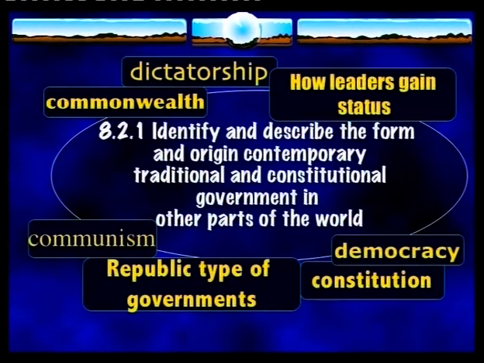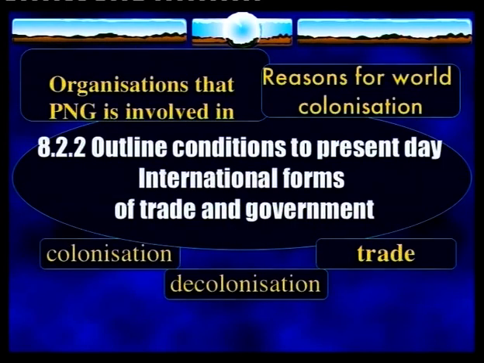There are three outcomes for this strand. 8.2.1, identify and describe the form and origin, contemporary, traditional, and constitutional government in other parts of the world. So for this outcome, we're going to look at communism, democracy, constitution, how leaders gain their status, commonwealth, dictatorship. 8.2.2, outline conditions to present-day international forms of trade and government. We're going to look at colonization, reasons for world colonization, trade, and so on.